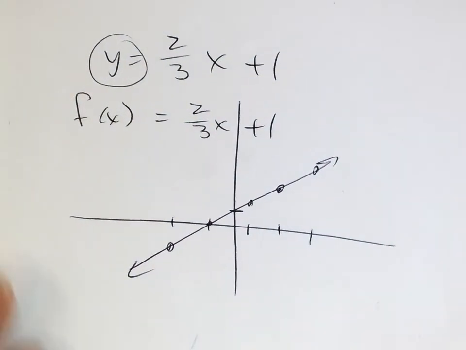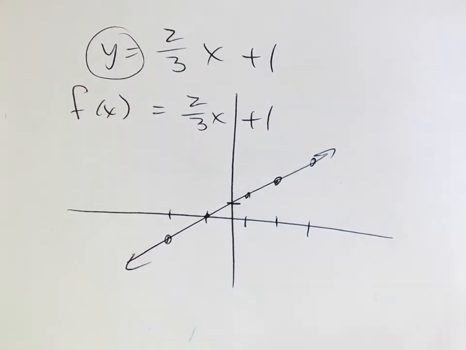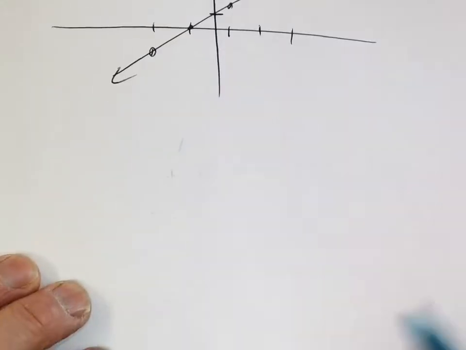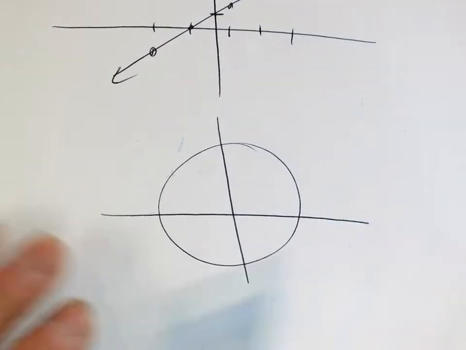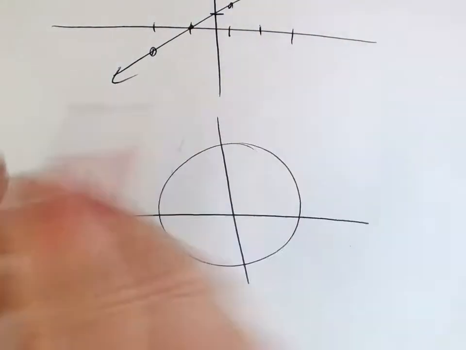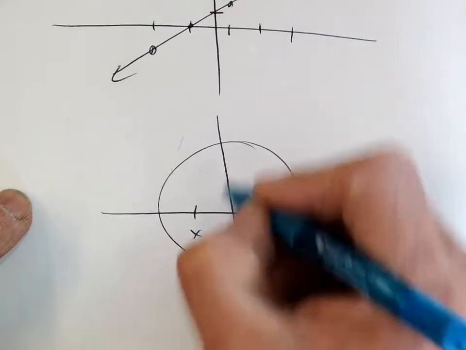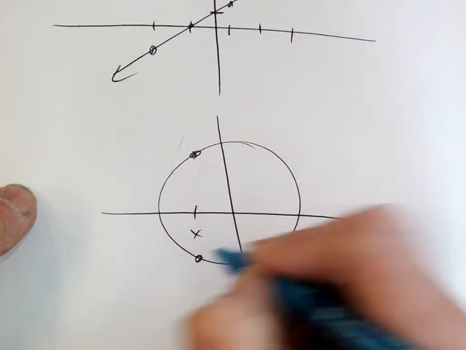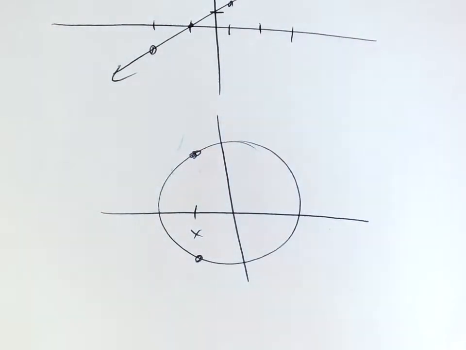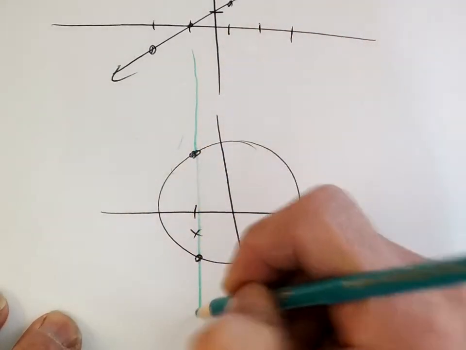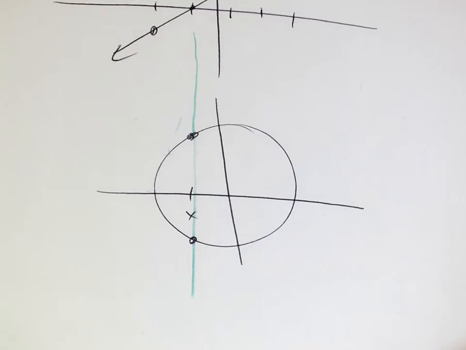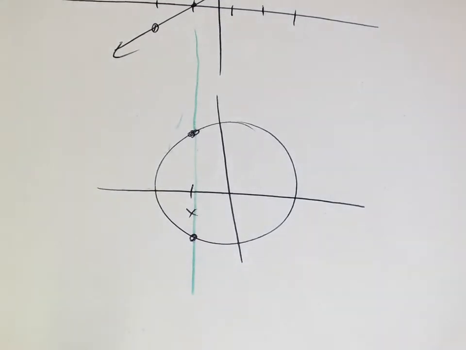Now, some things that are not functions: a circle. If I graphed a circle, that's not a function because this x value right here has two different y values. In fact, there's a thing called the vertical line test. Remember that from last year? The vertical line test says if I can draw a vertical line anywhere, and it hits the graph in more than one place, it's not a function. Okay, we learned this last year.